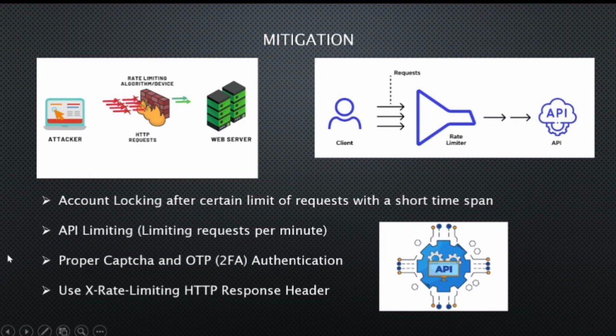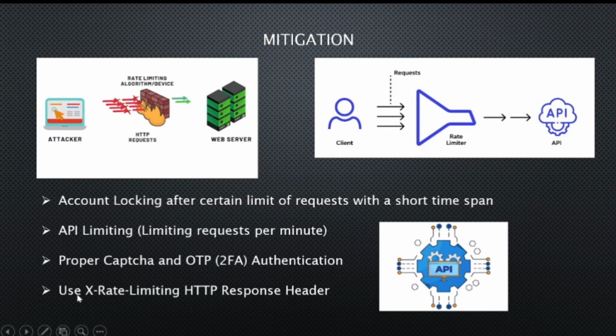The API endpoints mainly need rate limiting protection, because these endpoints are used vastly compared to other endpoints. These endpoints are the middleware through which the data is transferred. So requests per minute should be limited for the API endpoint specifically. And the third one is proper CAPTCHA and OTP authentication. That should be properly implemented. CAPTCHA meaning Google CAPTCHA, which completely stops brute force by asking for a challenge to be solved. Only when the challenge is solved is the request allowed to move further.